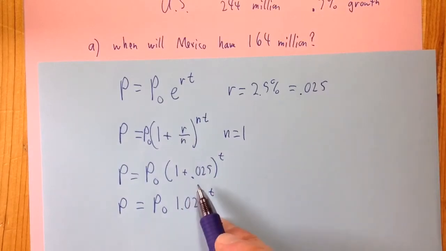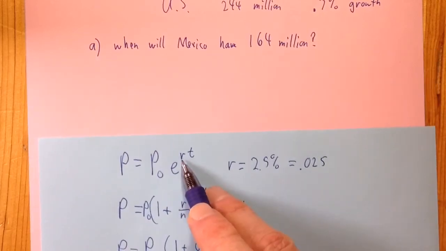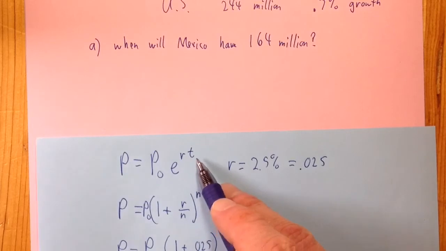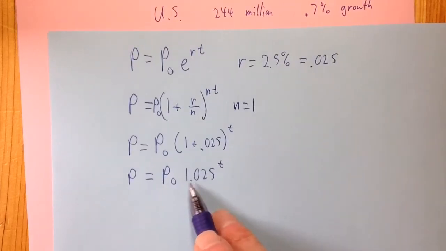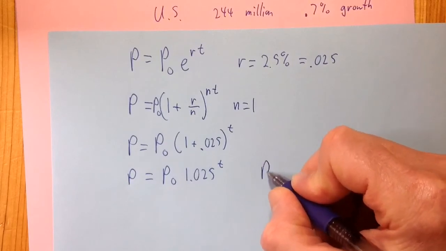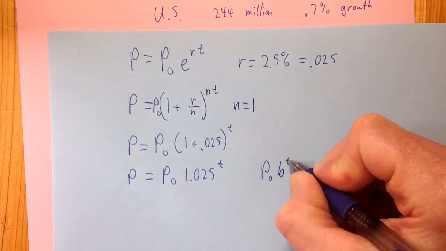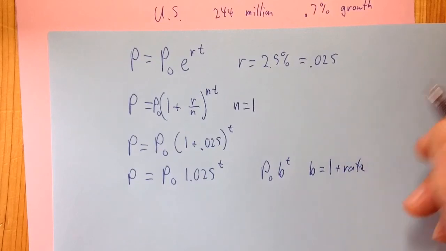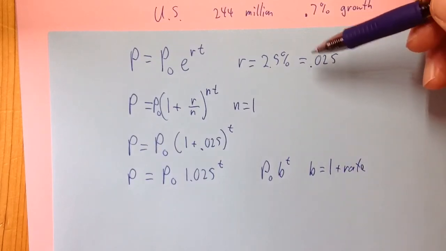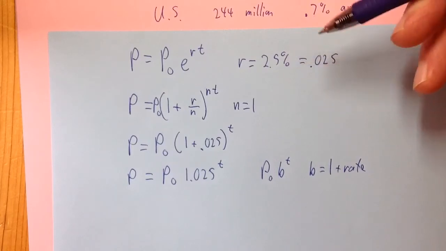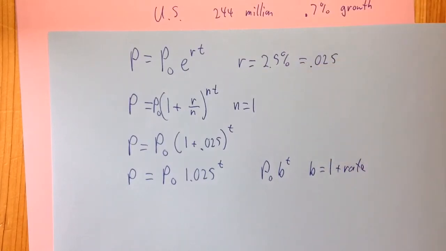So it always ends up that way. You either use this formula where the rate is continuous and you just plug in the rate as 0.025 to the e to the rt, or you have 1 plus the rate to the t power. That's like the P0 b to the t, where b is always 1 plus the rate. So which one do you use? Do you have 2.5% more at the end of the year, or is it a continuous 2.5% growth, which means you have a little bit more than 2.5%?